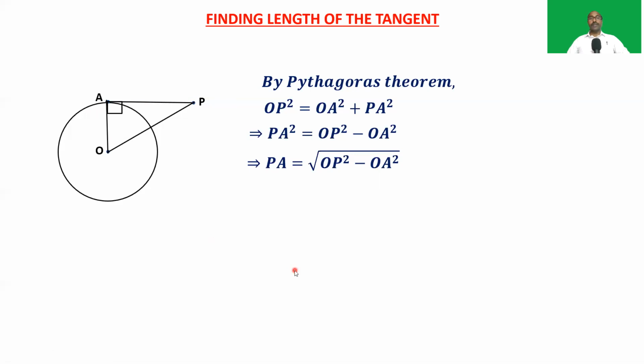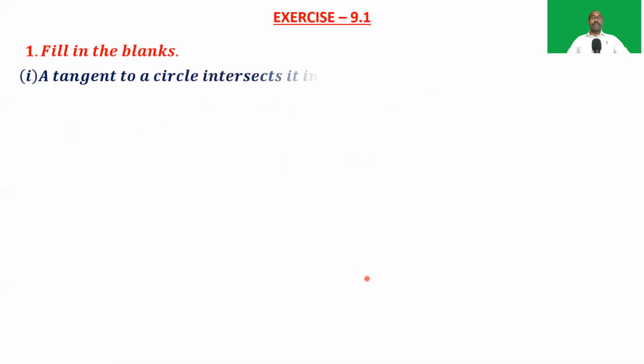Okay, students. So let us start exercise 9.1. And we start with fill in the blanks. The first one is a tangent to a circle intersects it in dash points. So students, we know that a tangent meets the circle at only one point, isn't it? So the answer is 1.